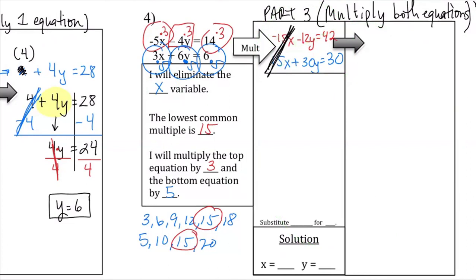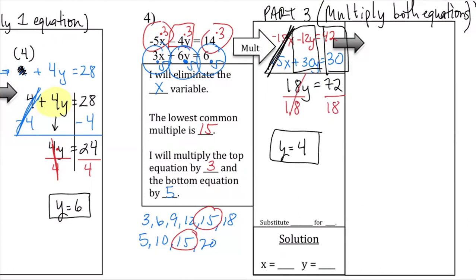15 minus 15 is 0. Negative 12 plus 30. Well, those are different signs, so I'm going to subtract those numbers. I get 18. 30 is bigger and it's positive, so the 18 is positive, equals 42 plus 30. Those are both positive, so I can add those together and I get 72. Only one step. Just got to divide both sides by 18. So I'm going to get y equals 4.